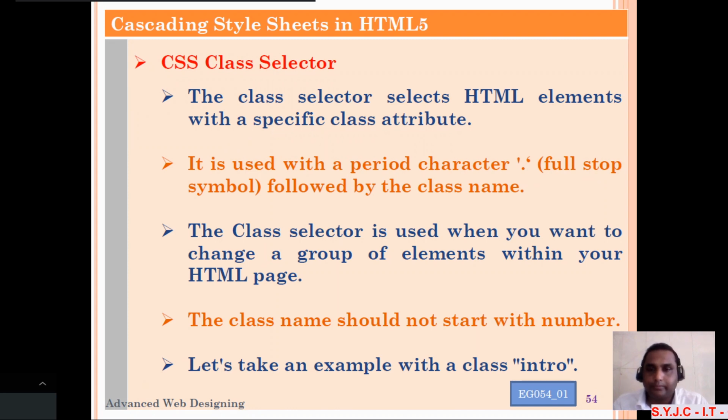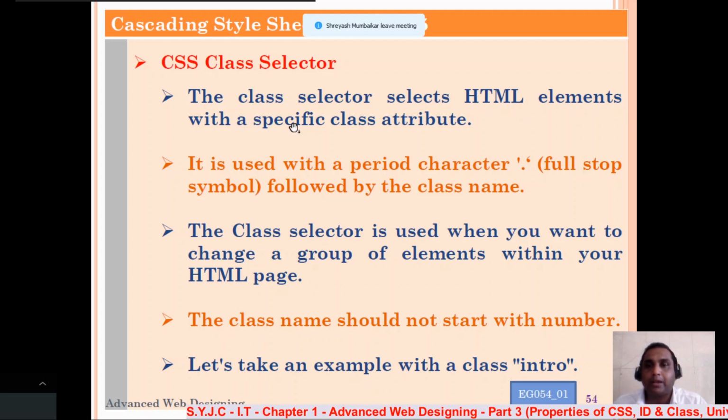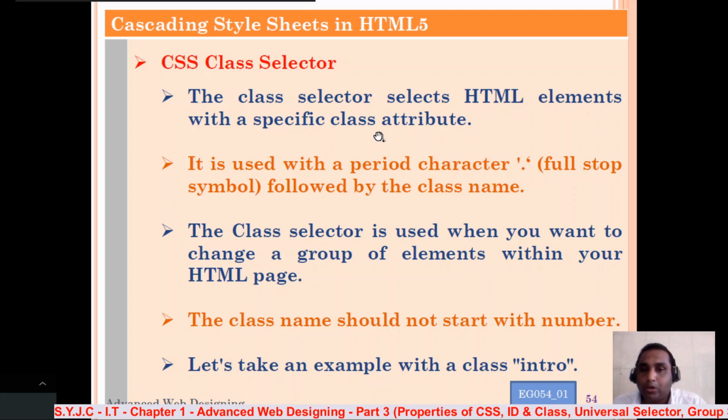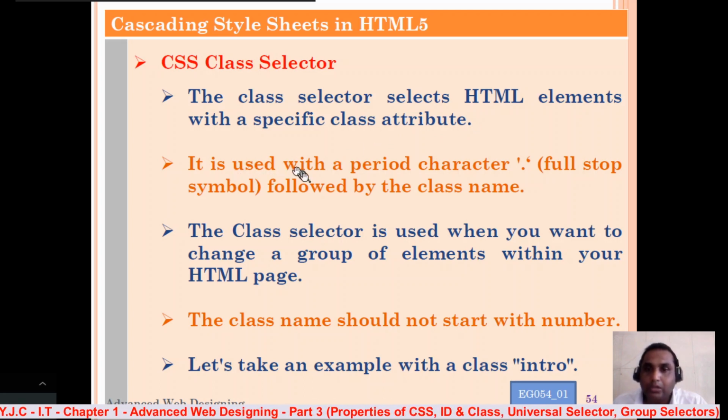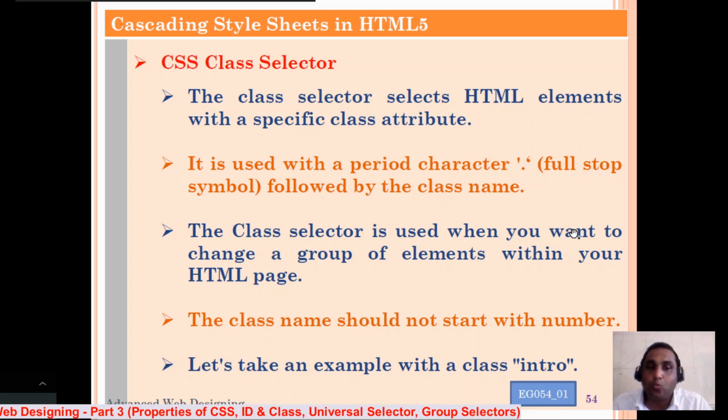Then class selector. Okay, difference between ID and class. For ID you use hash, for class you use dot. You see dot over here? A full stop. The class selector selects HTML elements with a specific class attribute, for a particular class. It is used with a period character, that means a dot character, followed by the class name. The class selector is used when you want to change a group of elements.